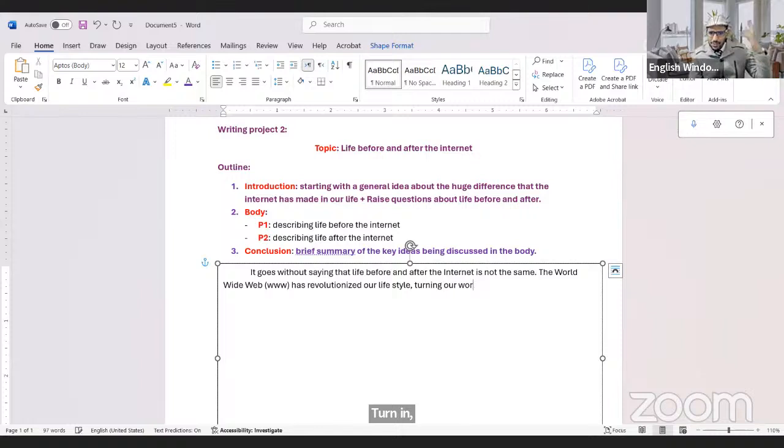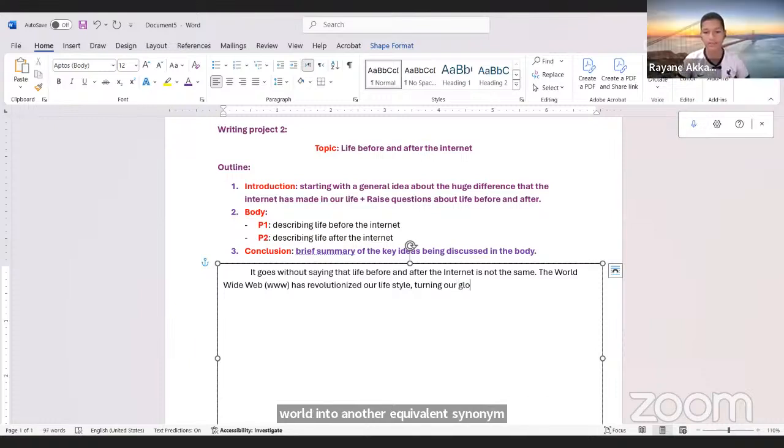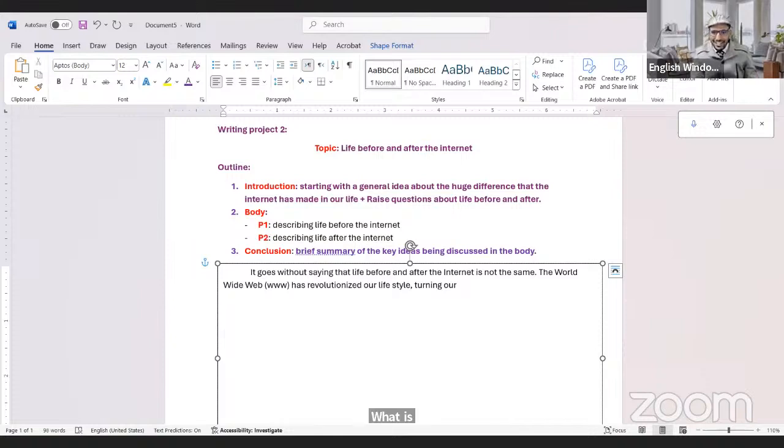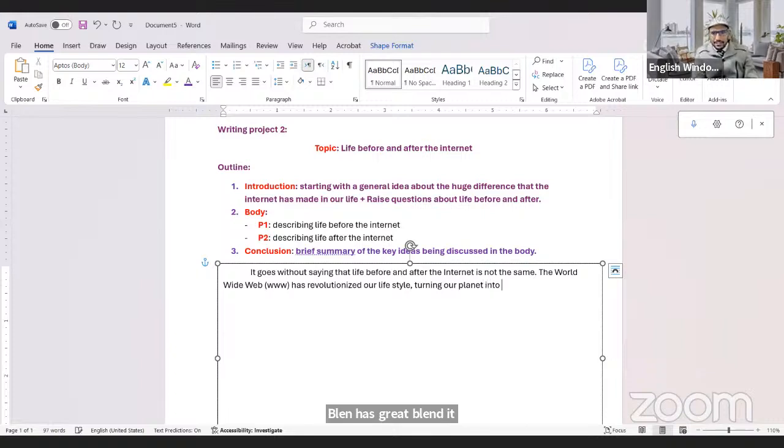Our world. We have also used "world," so it's better to change it into another equivalent synonym. What is that? Planet. Globe. Making our globe, planet, globe, very nice. Or globe, right? Turning our globe or our planet. So let's say our planet. It's a good idea, right? Planet into a small village. Very nice. This is a great idea.